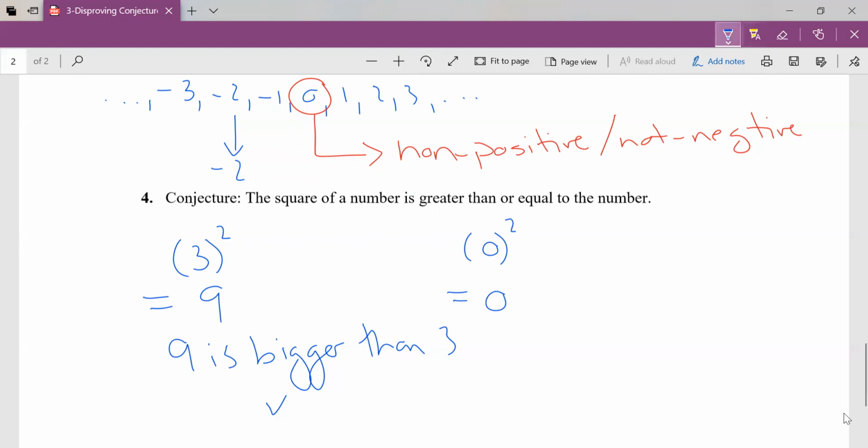All right, here's your counterexample. Ready? What if you took the square of, I don't know, 0.5? Let's try a decimal and see if that works. We're going to square 0.5. You pull out your trusty calculator and go 0.5 squared, and guess what you get? 0.25. Is 0.25 greater than 0.5? Absolutely not. So this is our counterexample.